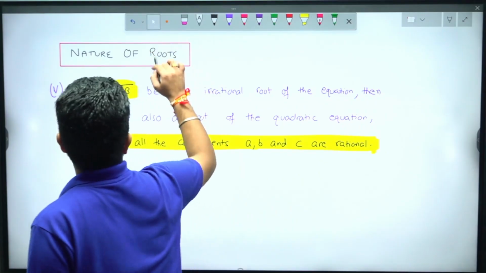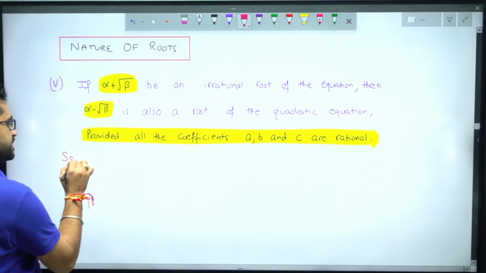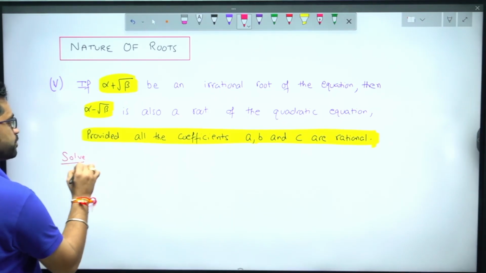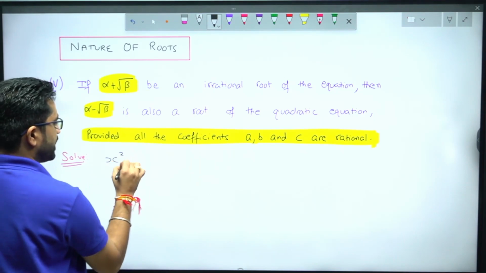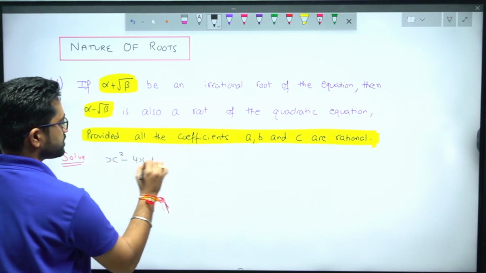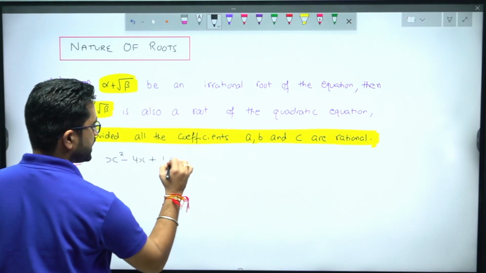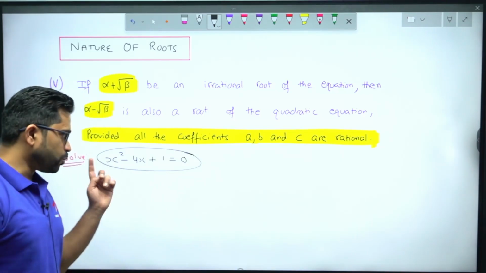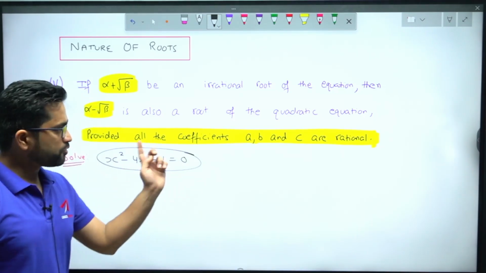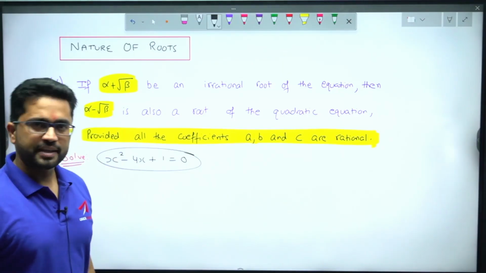Guys, let's see this. If I simply say solve this particular quadratic equation, it's like the previous one: x square minus 4x plus 1 equals 0. What are the coefficients? 1, minus 4, 1. Coefficients are rational? Yes. Let us find the roots.